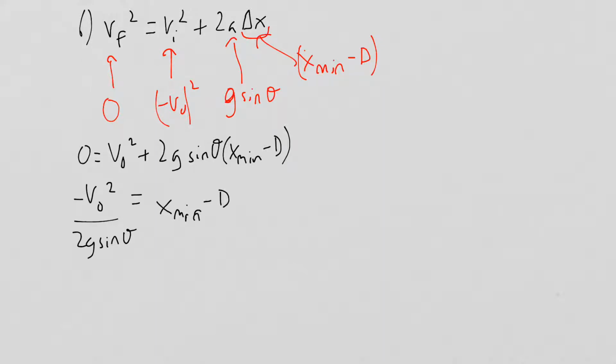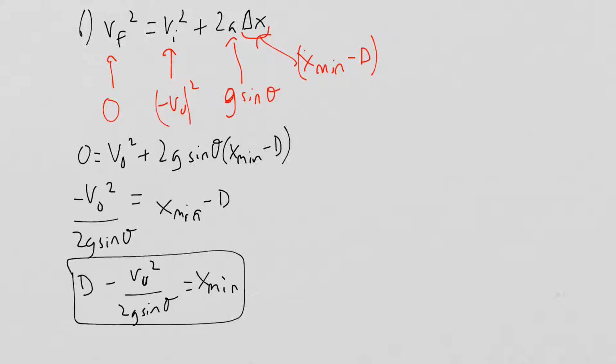Right. Now we put the d on the other side, and so we get d minus v naught squared over 2g sine theta equals x min, right? And that's it. That's part B. Okay, so now that should be the stuff that's pretty straightforward, right? All it is is kinematics. Part C is then we're going to make some graphs, right?